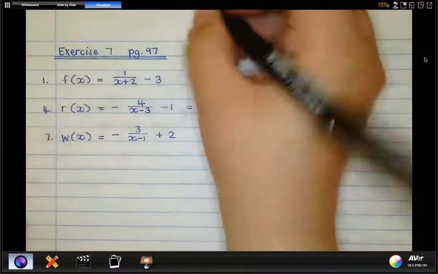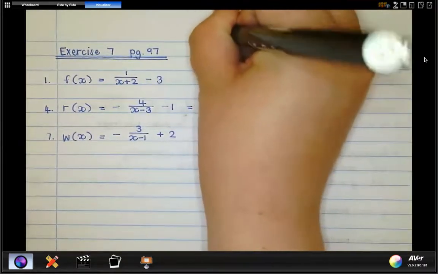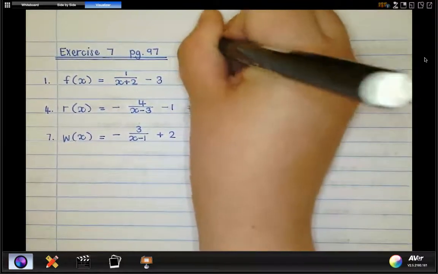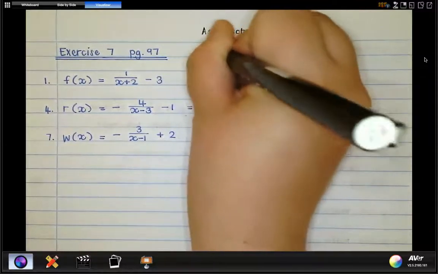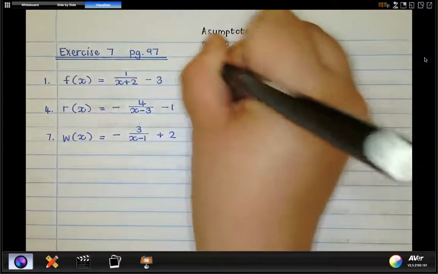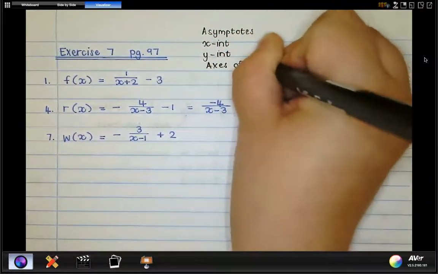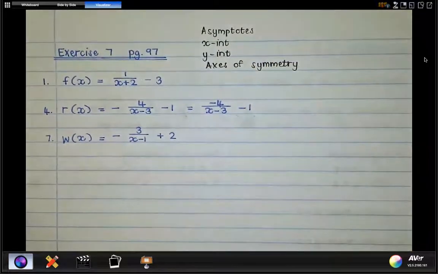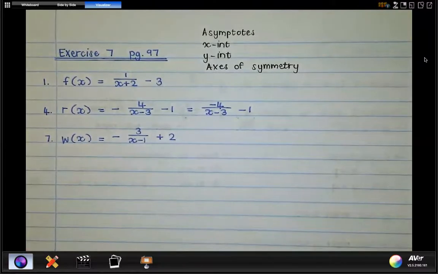All right, so for this one, you want the asymptotes. They want the x-intercept. They want the y-intercept. And they want the axes of symmetry. Right. So for these three, let's practice everything properly. And then if they ask it in a simpler way in a test or exam, then we know that we have covered all the bases.